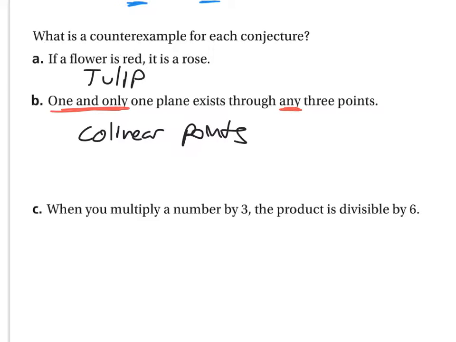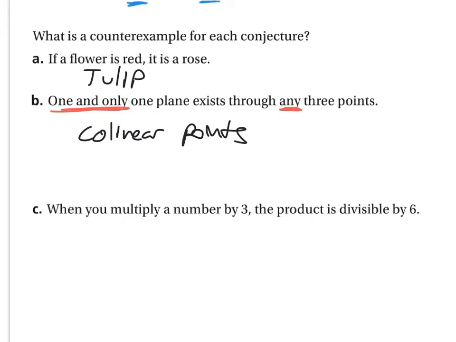Because if those 3 points are in the same line, you could have an infinite number of planes going through those 3 points. I was going to say if 2 planes intersect, if a plane stretches out in an infinite manner, then couldn't more than one plane intersect with 3.